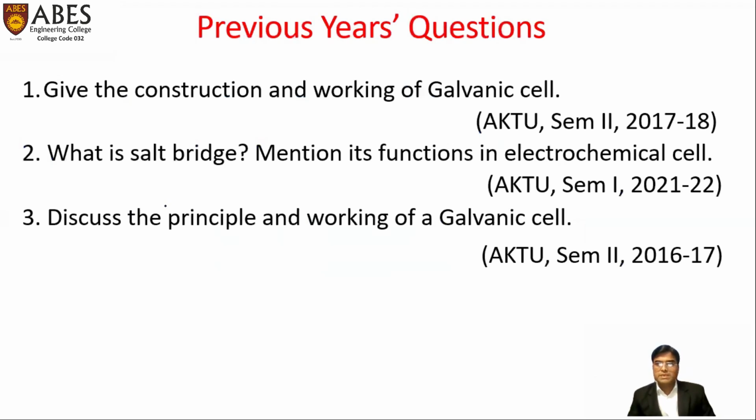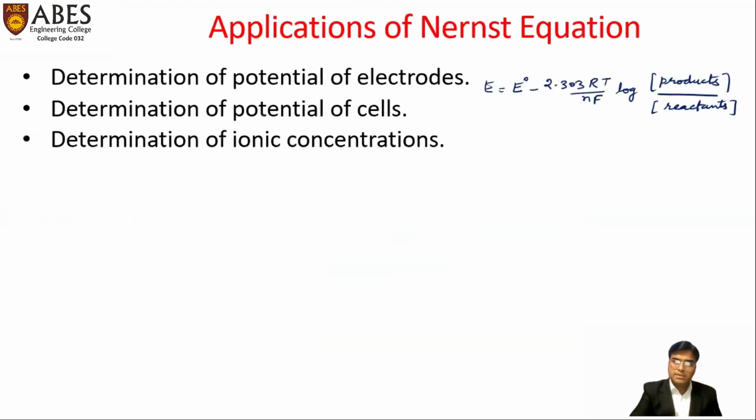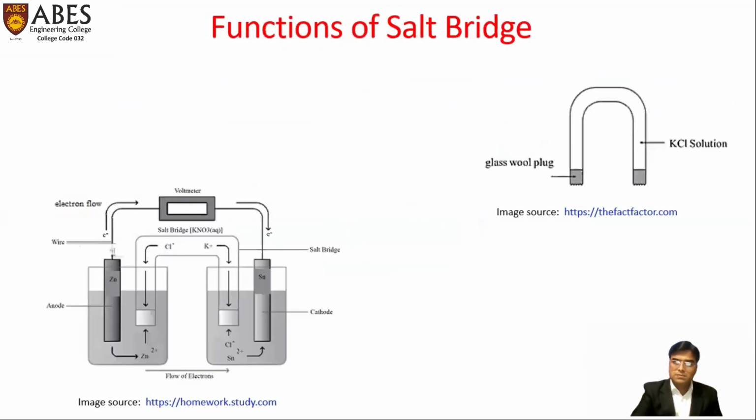What is salt bridge? Mention its function. Question number 2, what is salt bridge? Mention its function in electrochemical cell. Salt bridge is an inverted tube, which has already been discussed here in the previous slide. This one. So salt bridge is an inverted U-shaped tube which connects the two half cells in the electrochemical cell. It has three major functions. First, it completes the electric circuit between the two half cells. Second, it prevents the intermixing of these two solutions. And the third one, it maintains the electron neutrality in both half cells.